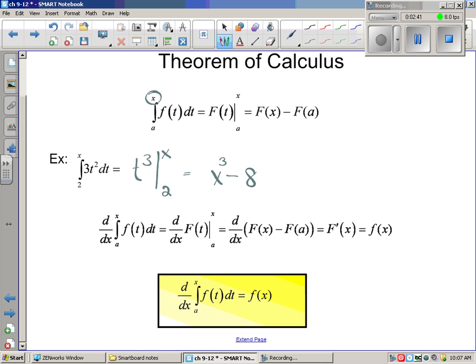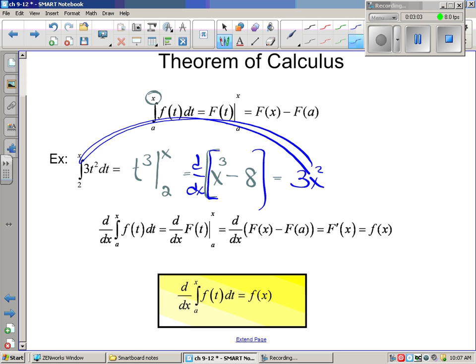Now let's look at this. If we have the derivative of that integral, what would happen? If I did the derivative of this, what would I get? So now, changing gears, let's do the derivative of this. The derivative of that would be 3x squared, and that minus 8 would go to 0. Well, what do you notice about these two things? If I take the derivative of the integral, many of you would automatically say, oh, they cancel out. But remember, this is in terms of t, and we have x here.